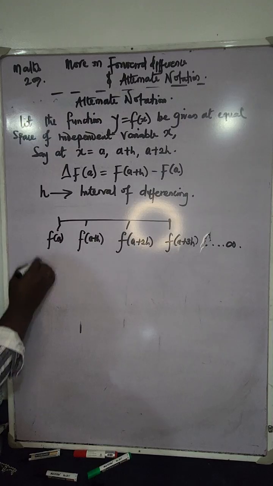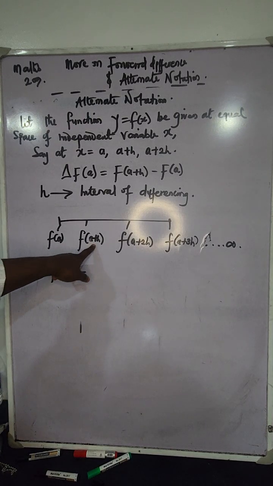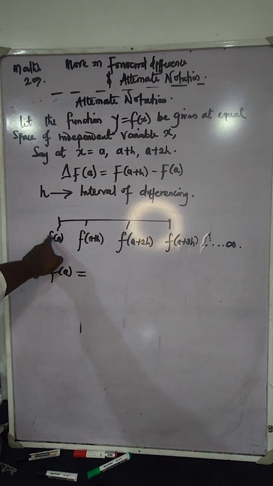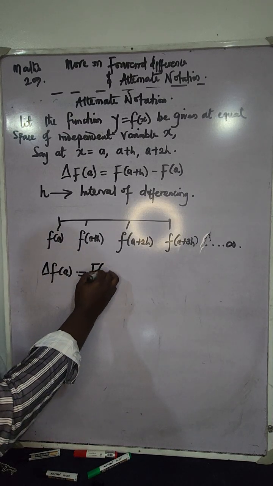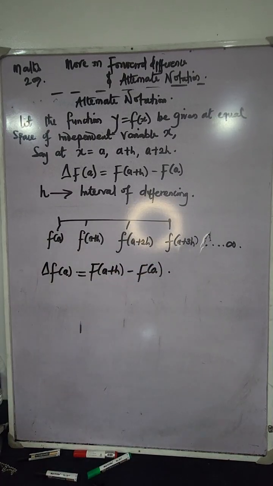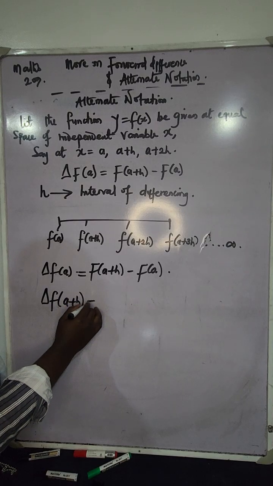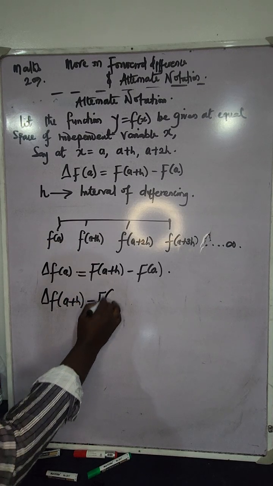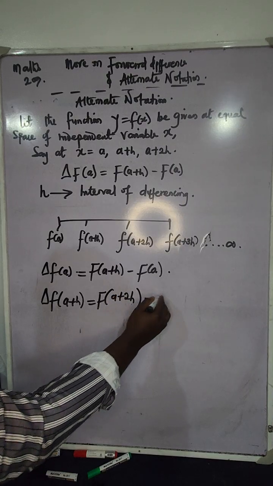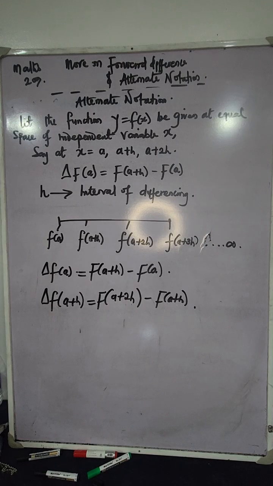So what is the forward difference of f of a? Where we are going to minus where we are coming from. So we say f of a plus h minus f of a. If I ask you what is the forward difference of a plus h, you would have told me f of a plus 2h minus f of a plus h, right? Is that clear?